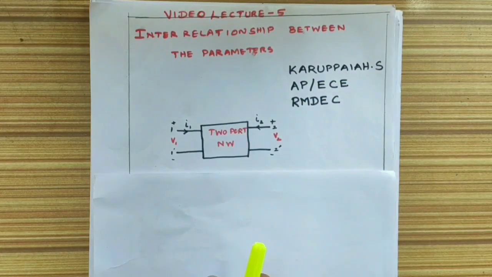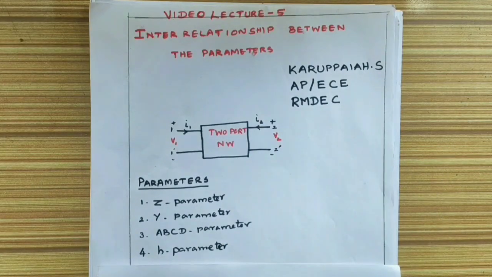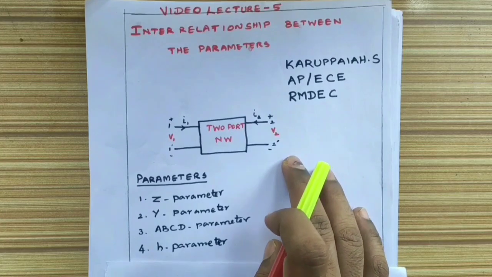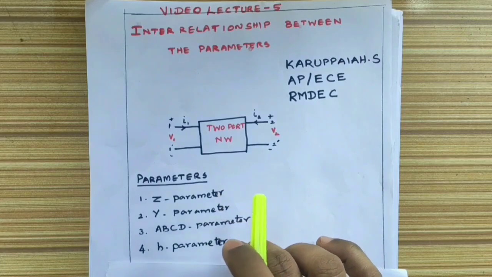Already we have discussed in the previous lectures what a two-port network is and how the two-port network is solved using the different parameters. We have discussed the four parameters: the Z parameter, Y parameter, ABCD parameter and H parameters. They have some different names also. All these parameters we have discussed in the earlier video. Now in this video we are going to derive the interrelationship between these four parameters.